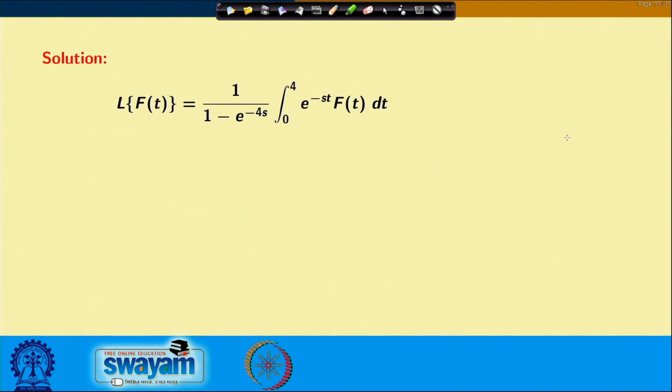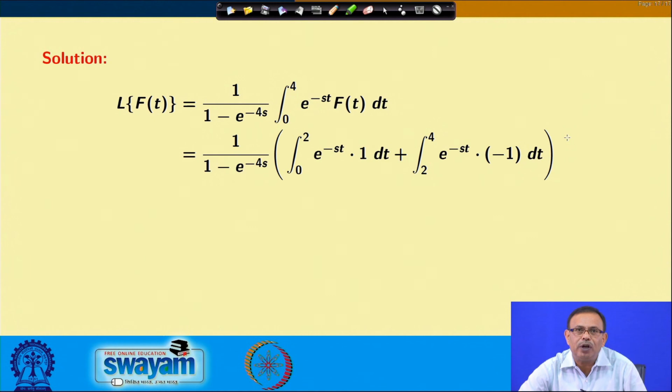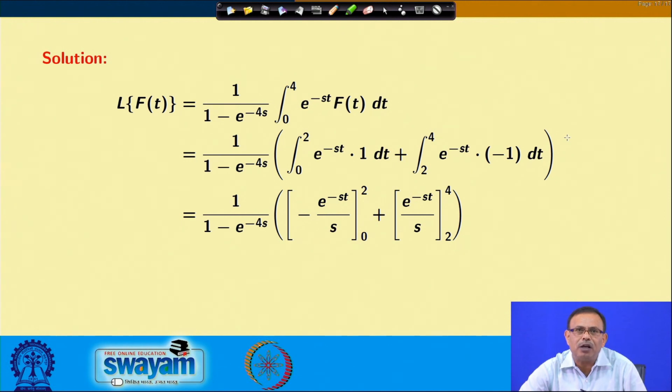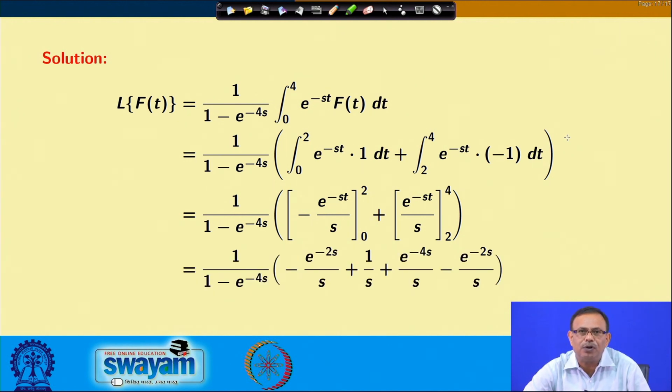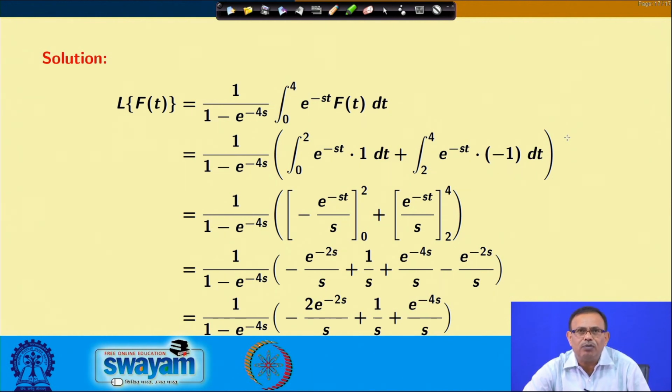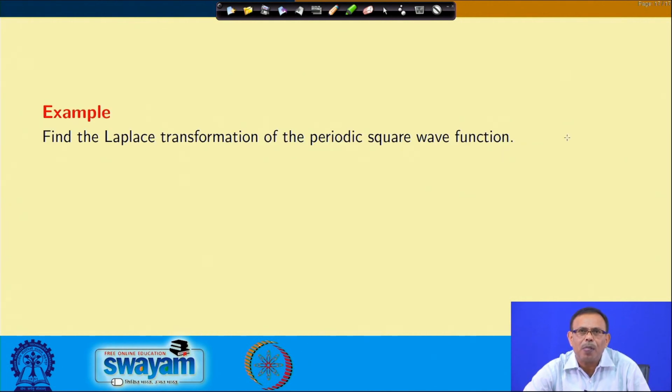Quickly I am showing f(t) is this, with minus 4s. So, I am breaking it into two parts, 0 to 2, 2 to 4. Here I have given some calculations, you can note it on your own, and the final result is given by this one. So, I hope it is clear. Whenever you have to find the Laplace transform of a particular periodic function, how to do it? Let us take one more example.